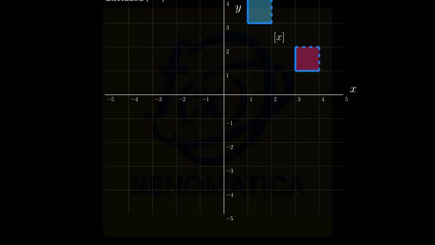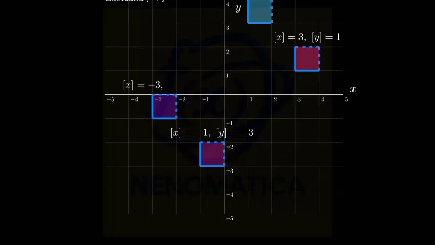First, the case floor of x equals 1 and floor of y equals 3, which means x is between 1 and 2 and y is between 3 and 4. Next, floor of x equals 3 and floor of y equals 1, which means x is 3 to 4 and y is 1 to 2. Then the negative pair, floor of x equals -1 and floor of y equals -3. And finally, floor of x equals -3 and floor of y equals -1.